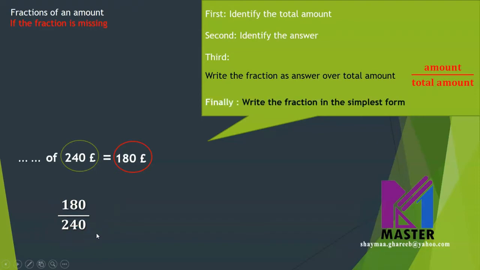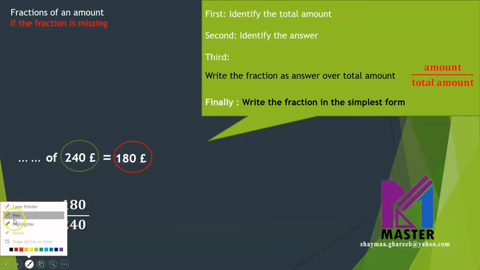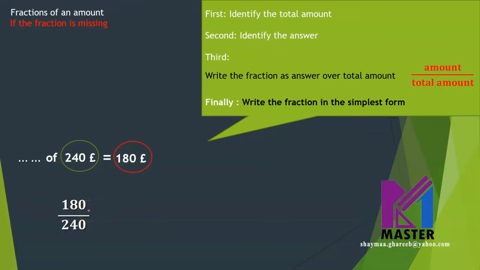Then, final step, I will write this fraction in the simplest form. Do you remember how we simplify? We are going to divide up and down by the same number. Both numbers end with 0, so I can divide by 10 up and down, right? So we can divide up and down by 10. So it will be, yes, 18 over 24.